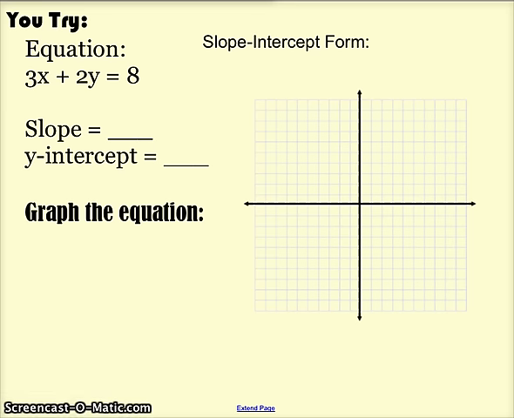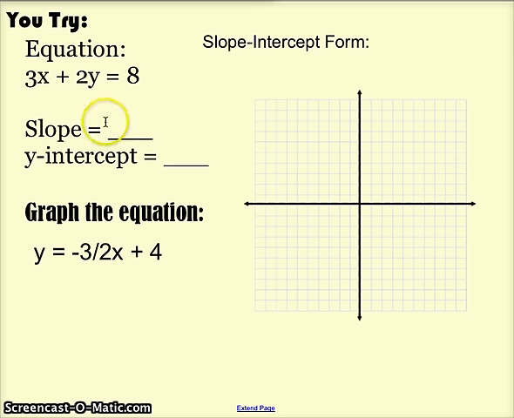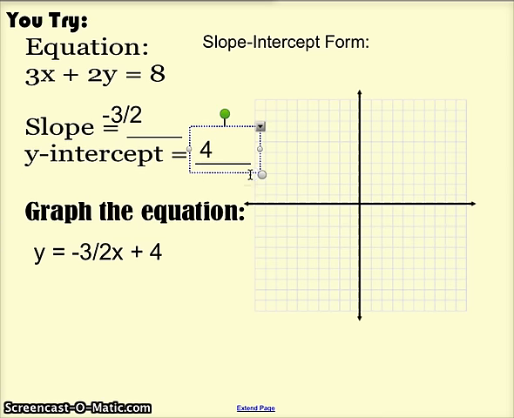You should have first subtracted 3x on both sides. Once you subtract 3x, then you should have divided by 2 on all sides. You would have ended up with y equals negative 3 over 2x plus 4 when everything got divided by 2. So you could have said that your slope is negative 3 over 2 and your y-intercept is 4.